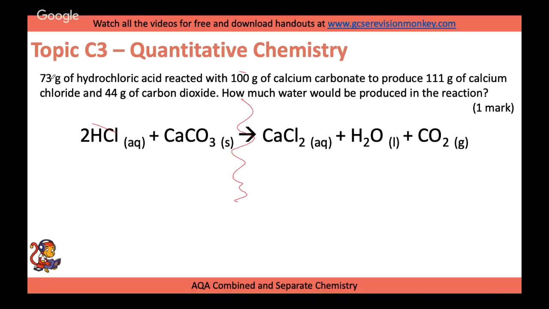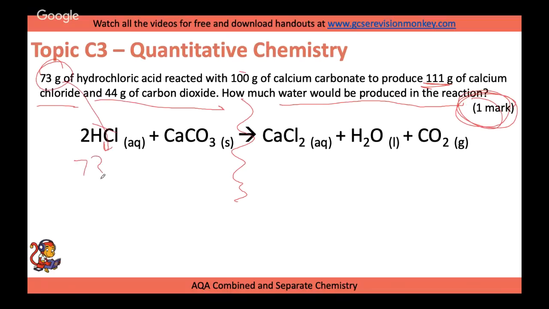So this question looks very difficult. It says 73 grams of hydrochloric acid reacts with 100 grams of calcium carbonate to produce 111 grams of calcium chloride and 44 grams of carbon dioxide. How much water would be produced? But look at the marks. It's only 1 mark.